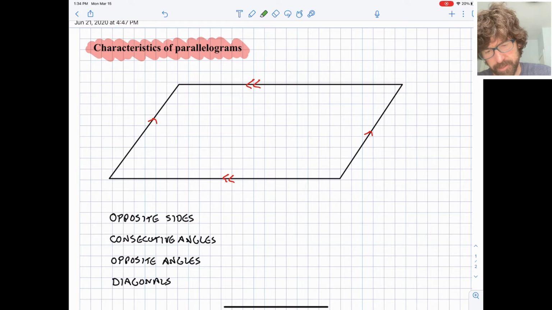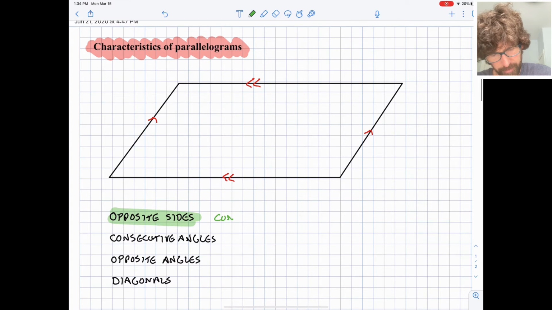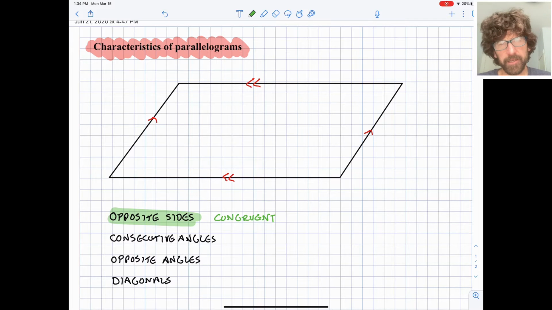Let's look at opposite sides. Opposite sides are going to be congruent. So any parallelogram has a congruent pair of opposite sides. So I'll label that in green here. That doesn't necessarily mean that all four are equal, but we have two pairs of probably differently congruent sides. Okay. So here I'm showing that as a pair of double tick mark and a pair of single tick mark sides.